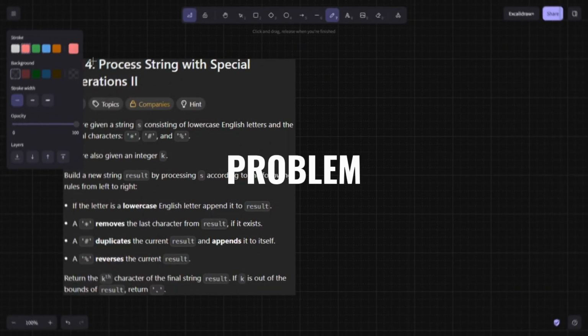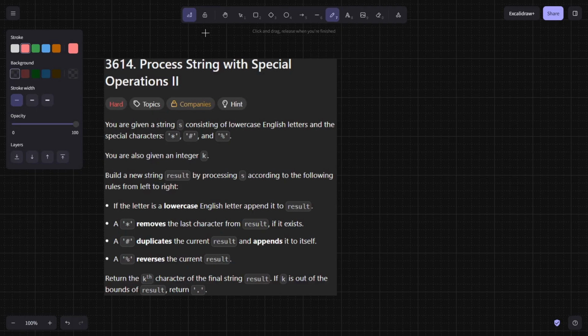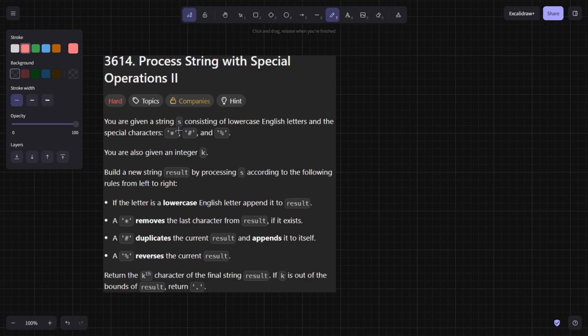So let's say the problem of the day, 3614. We have to process a string with a special operation. The problem is the same as what we did yesterday, but instead of returning the whole result, we have to return the kth index of the result.